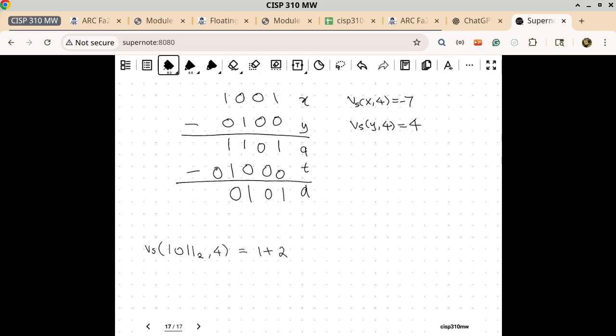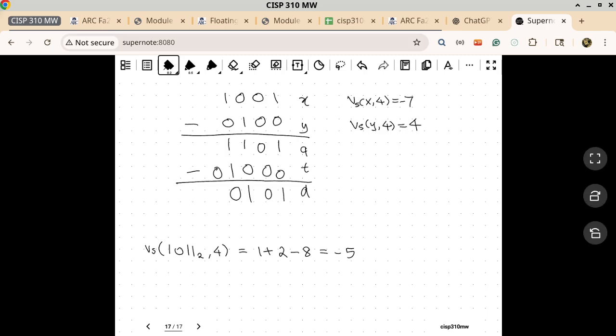So this is 1 plus 2, none of the 4, but we also have to subtract the 8 because of the most significant bit. So this bit pattern can be interpreted signed as negative 5. The power of 2 corresponding to the most significant bit is subtracted instead of added.